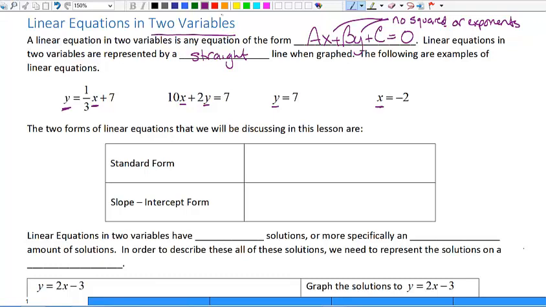Now we're going to spend a lot of time in this lesson using two forms of linear equations. The two forms are standard form, ax plus by equals c. Notice it's x and y. A, b, and c are values whose coefficients are whole numbers or integers. Slope-intercept form is y equals mx plus b, and we'll be talking about that. This is a special form because y is all by itself, where in standard form the x and the y are on the same side. Both of these forms we will use to graph from.